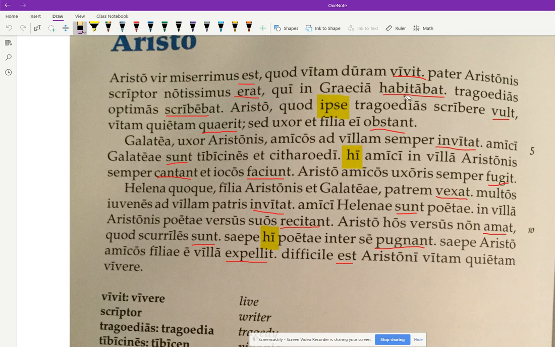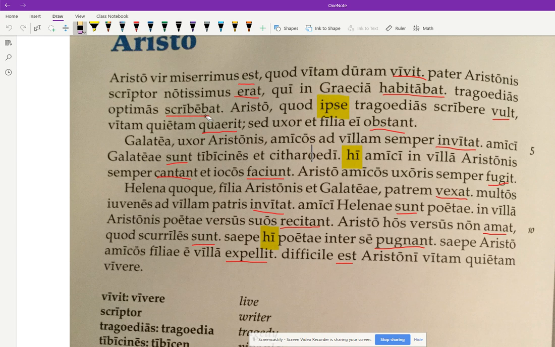Qui in Graecia habitabat. So relative clause, qui, who, referring to the father, right? Who, habitabat, was living in Greece, right? The father is masculine singular, so I need qui, not quae or quod. Tragoedias, which not surprisingly is tragedies. So tragoedias optimas scribebat. So scribebat, he was writing or he would write, we could say here for the imperfect. The ba tells me it's imperfect, of course. He would write or he was writing. Optimas tragoedias, the best tragedies or very good tragedies or excellent tragedies.